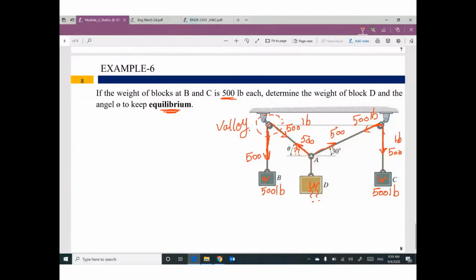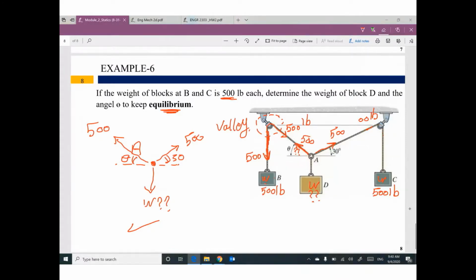So finally, joint A or particle A has a vertical weight, and a force in this cord of 500, and another force in this cord of 500. This angle theta is unknown, and this angle is given as 30, so I can do equilibrium. I will go through this one more time.